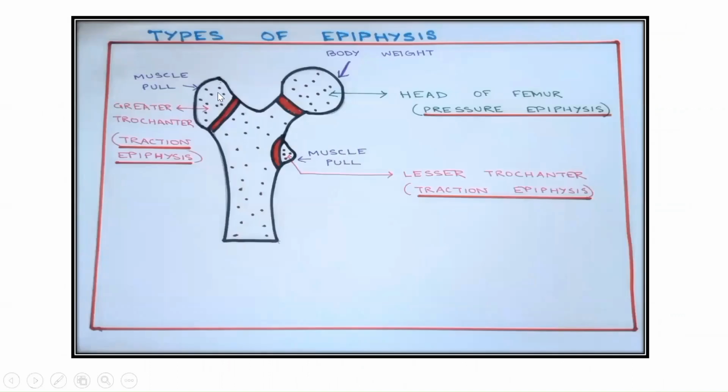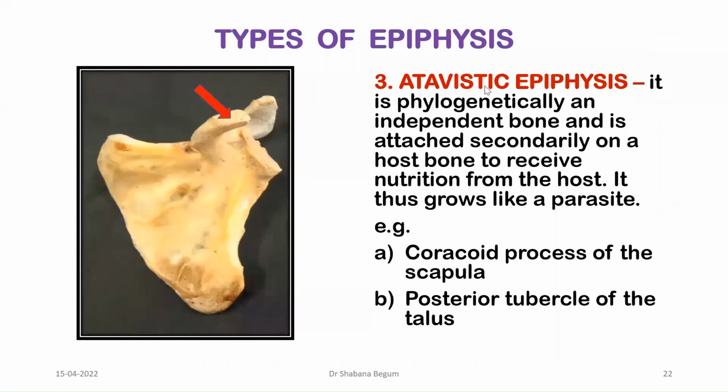So this is the greater trochanter of the femur. This is the lesser trochanter of the femur. These are examples of traction epiphysis. Next, we have atavistic epiphysis. It is actually an independent bone which gets attached secondarily to a host bone to receive nutrition from the host. So it grows like a parasite. Example is coracoid process of the scapula.